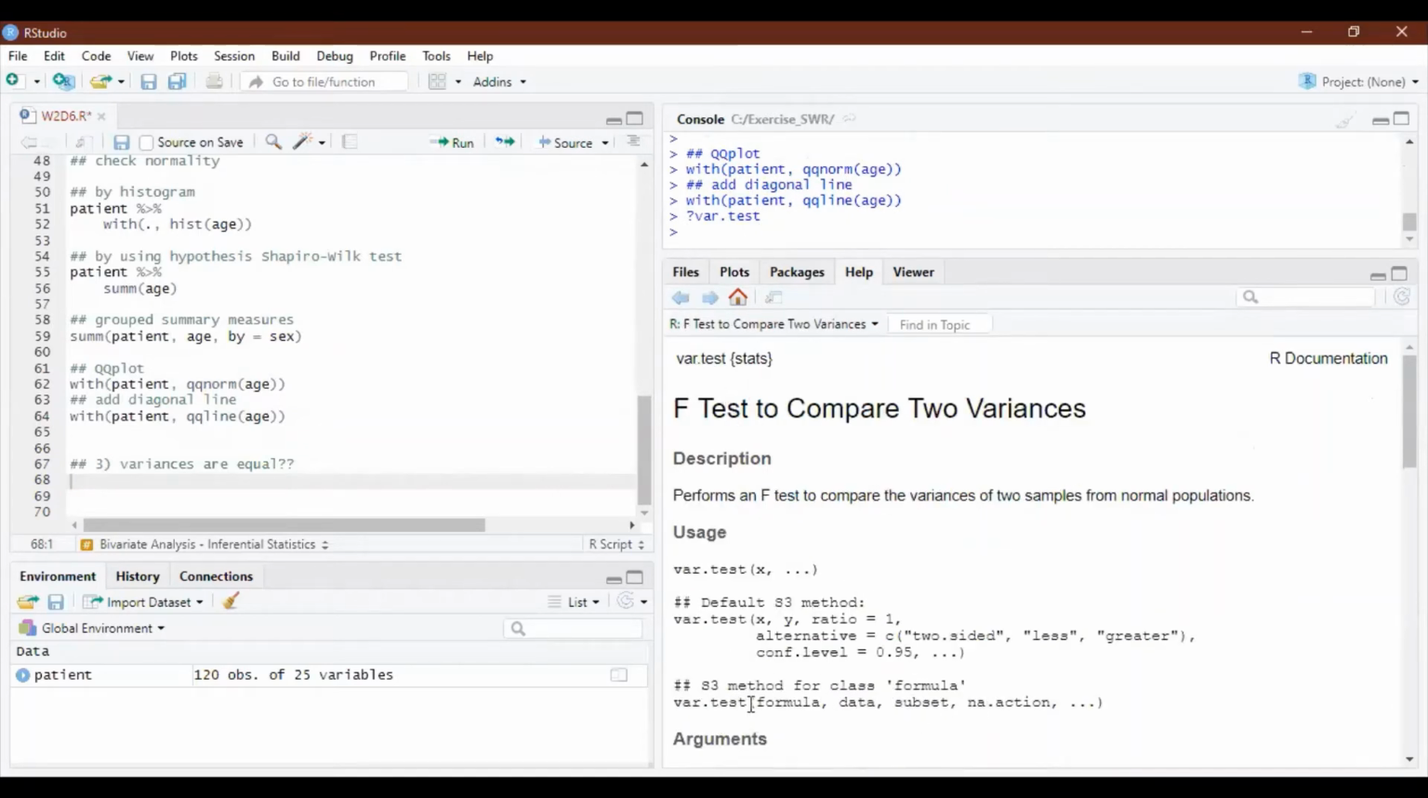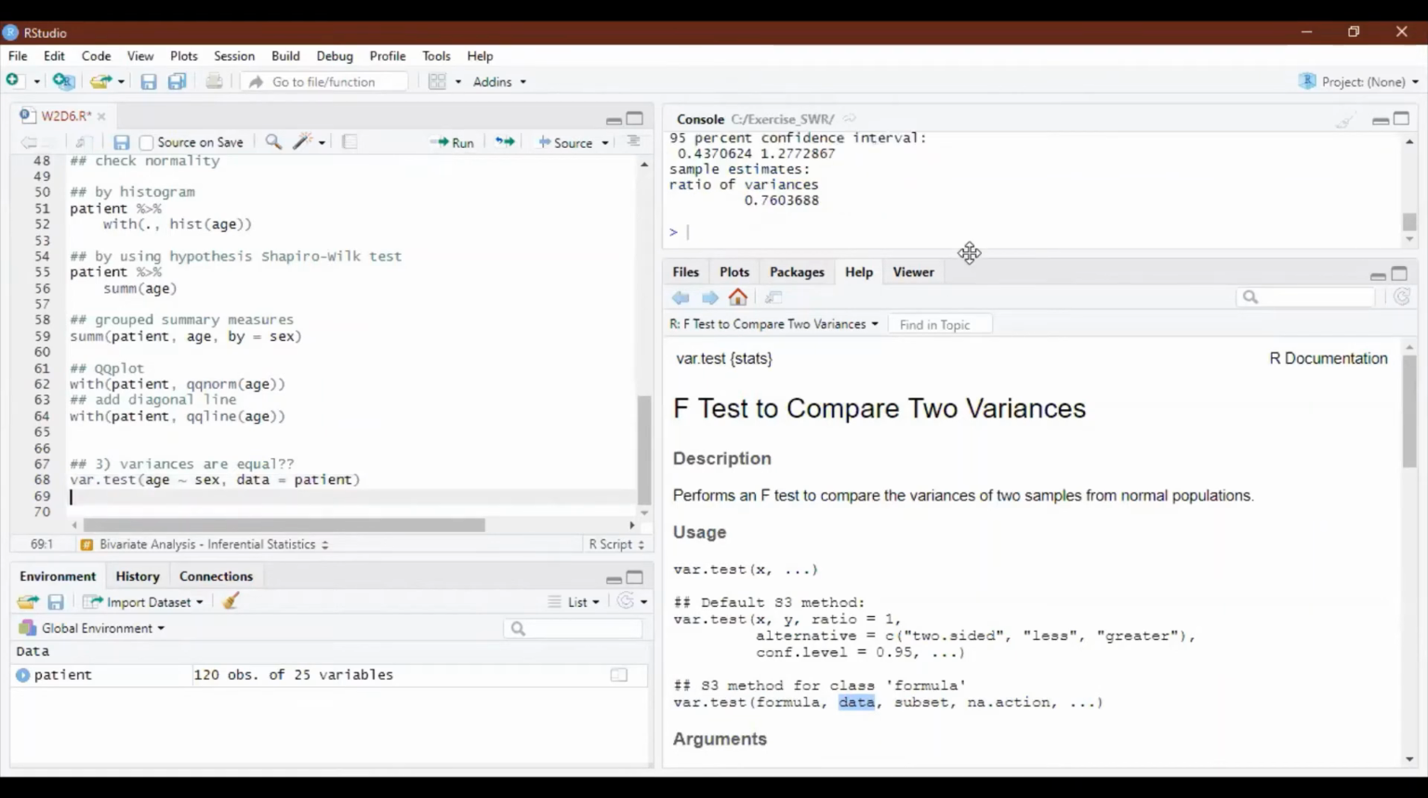So var.test, and then we will use this one. We will have to put the formula and then data. Because there is a data argument, we don't need to use with. So var.test, and then what is the formula? We want age, categorized by sex, and then data is patient.